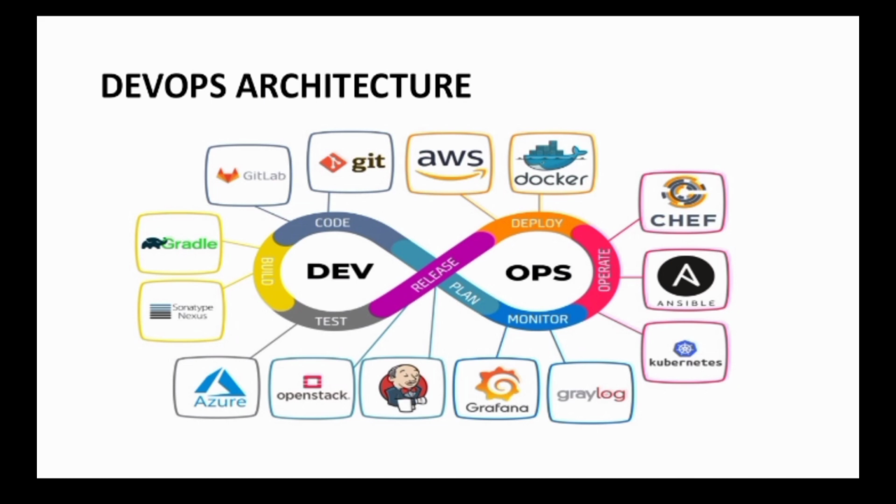Basically, architecture is nothing but a way of doing, a way of completing the task. In this architecture, we have two components, that is Dev and Ops. Dev is nothing but development, Ops is nothing but operation. For both these components, we have different phases. For each phase, we are using some tools. A tool is nothing but something to complete the task.